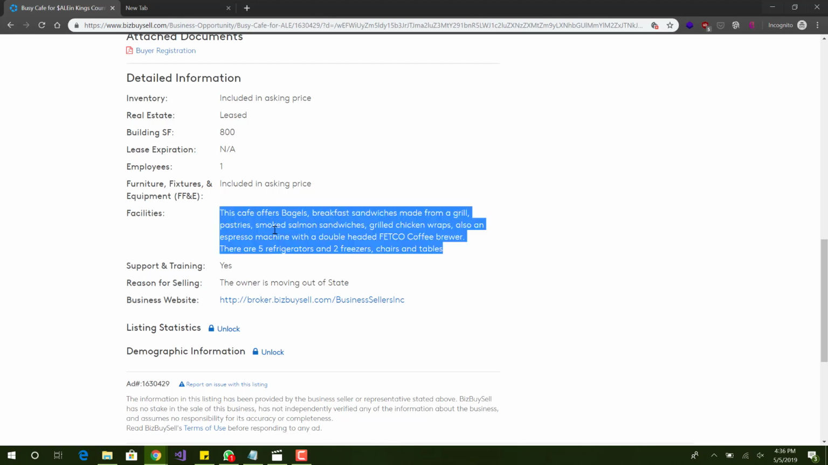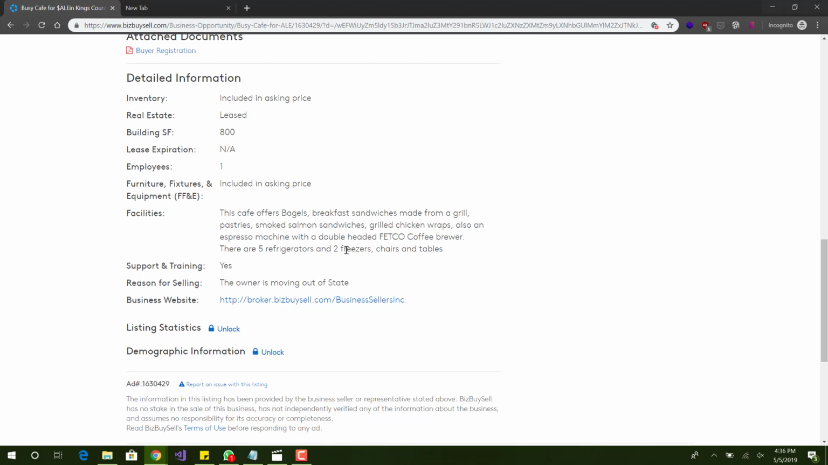They'll tell you what the facility owns: 5 refrigerators, 2 freezers, chairs and tables, sandwiches.